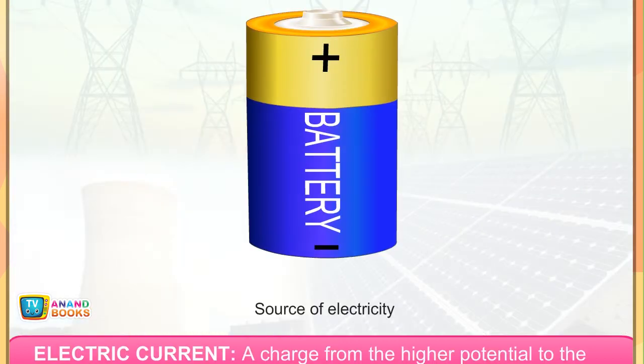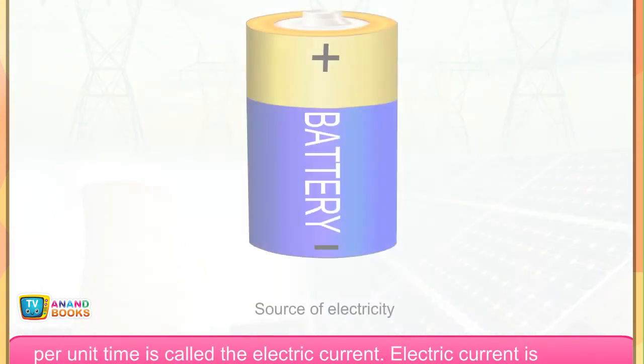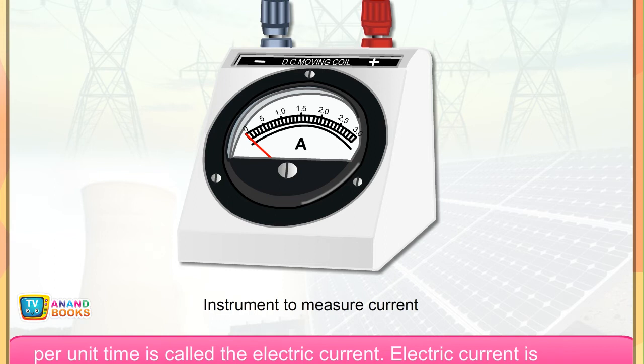Electric current. Charge flows from the higher potential to the lower potential in a battery or a cell. The flow of electric charge per unit time is called the electric current. Electric current is measured by an ammeter. The SI unit of current is the ampere, A.